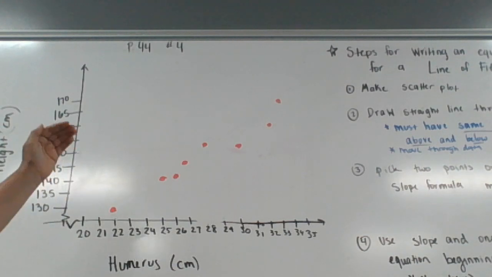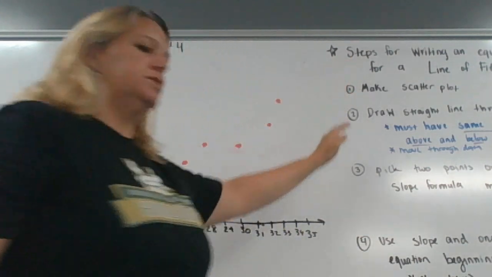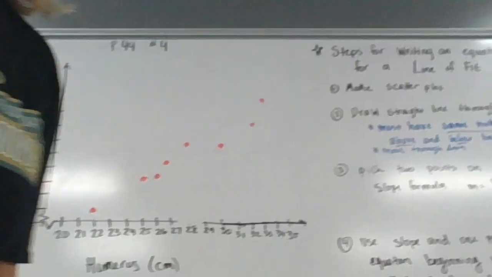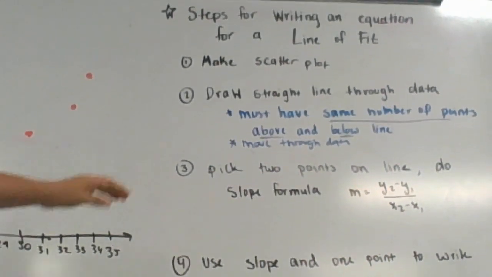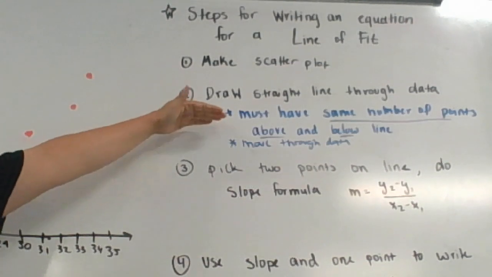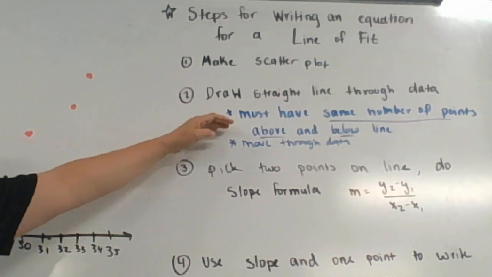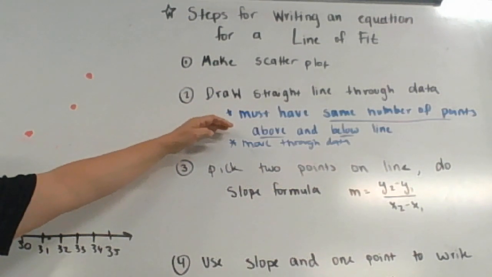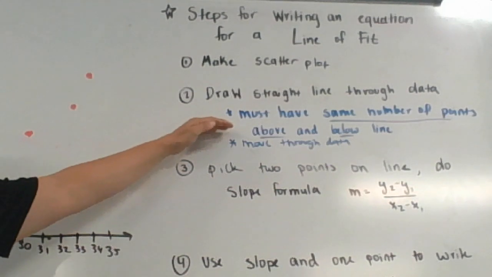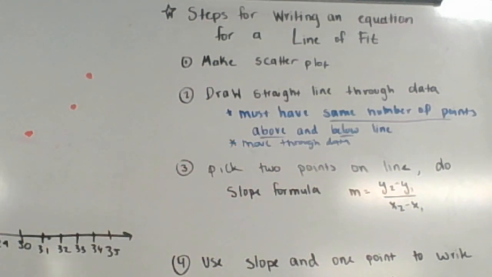So now we have to draw a line of fit. Here are some steps for writing an equation for a line of fit. The blue shows the requirement for your line. You must have the same number of points above and below the line. Approximately. If it's like 4 and 3 or 6 and 5, that's okay. But you can't have like 8 points above it and no points below it. That's a wrong line. And you must move through the data.